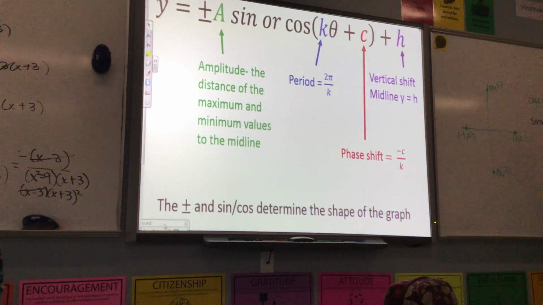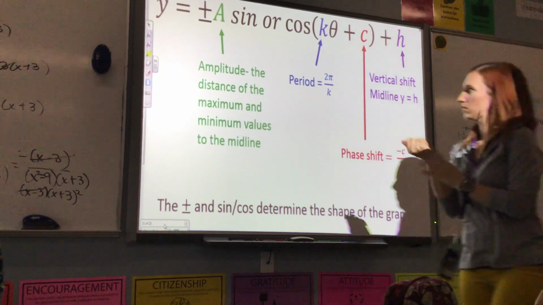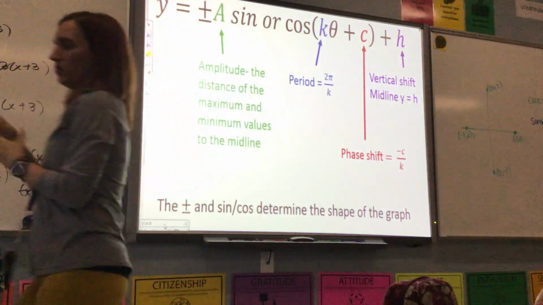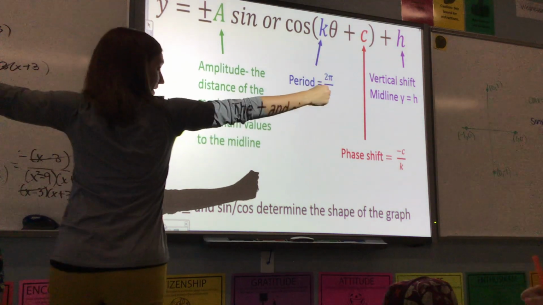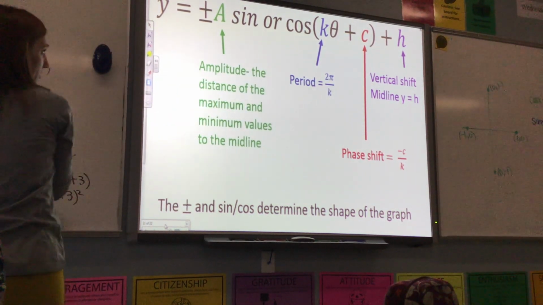Phase will be your horizontal, and then the vertical will go down. Is period going to stretch it horizontally? Yes, it'll either make it wider or skinnier.